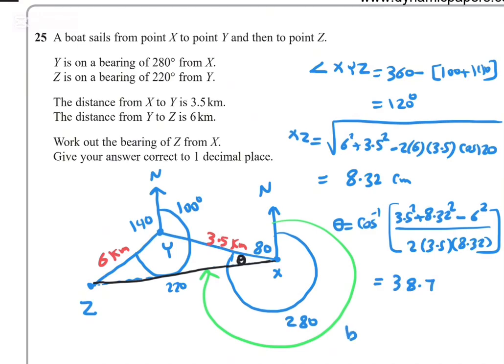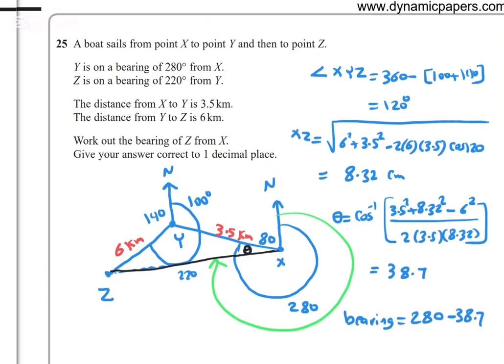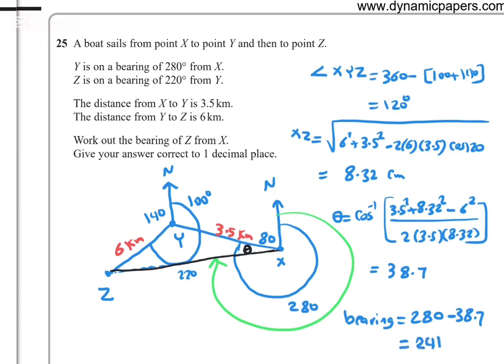So the bearing equals 280 minus 38.7 equals 241.3 to 1 decimal place.